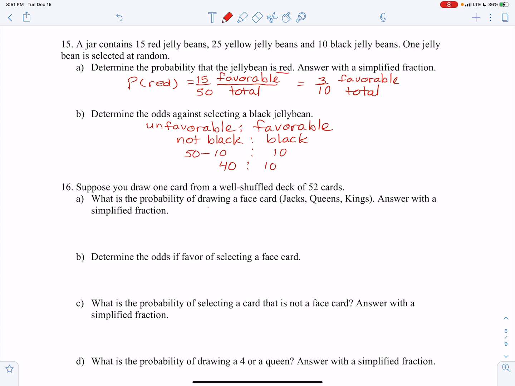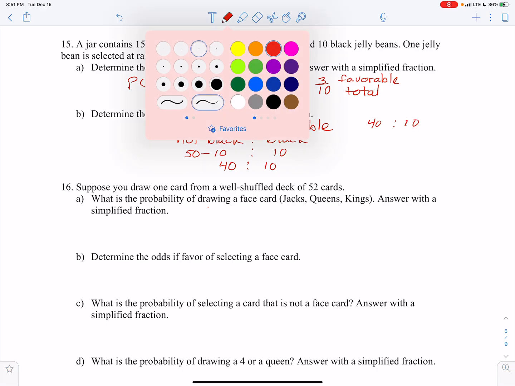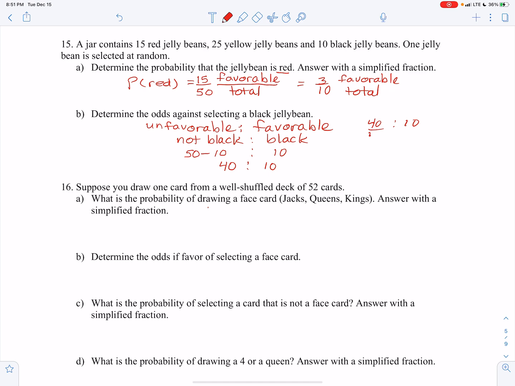So there's 40 jelly beans that are not black to 10 that are black. That's the odds against getting a black. Now, ratios, like fractions, have to be simplified. So I can see that 10 divides evenly into both the 40 and the 10. So I have 4 to 1. That's the odds against a black jelly bean.